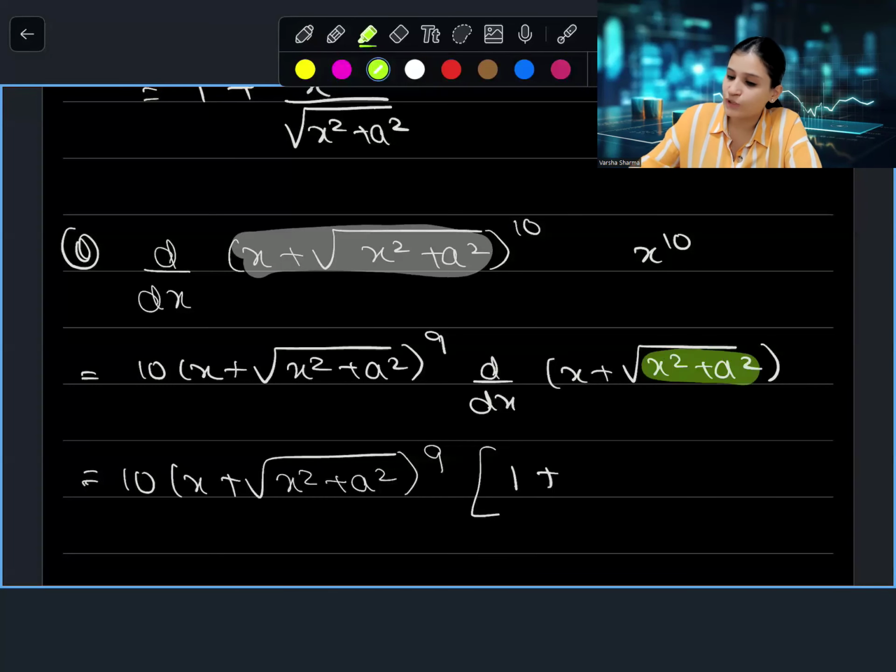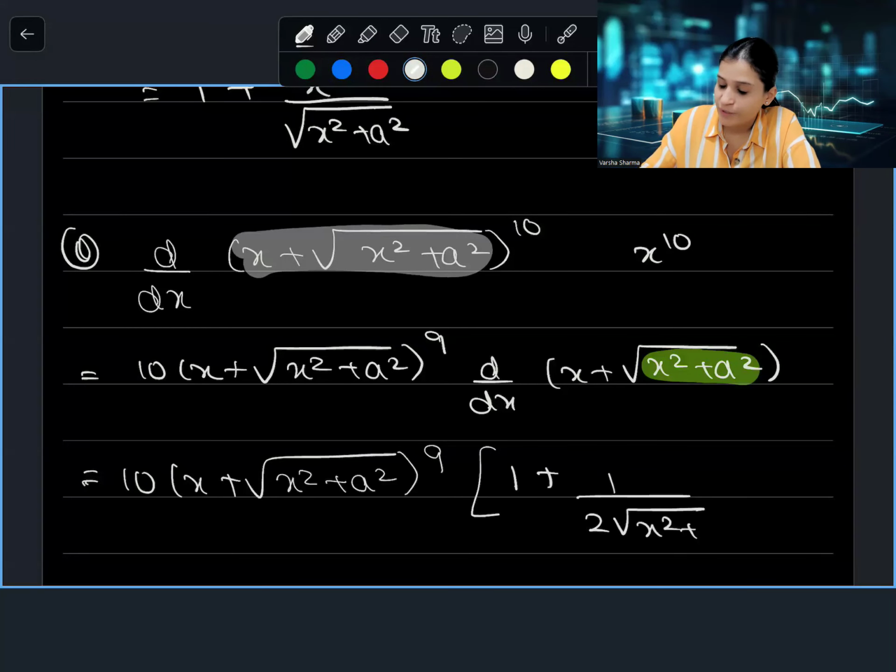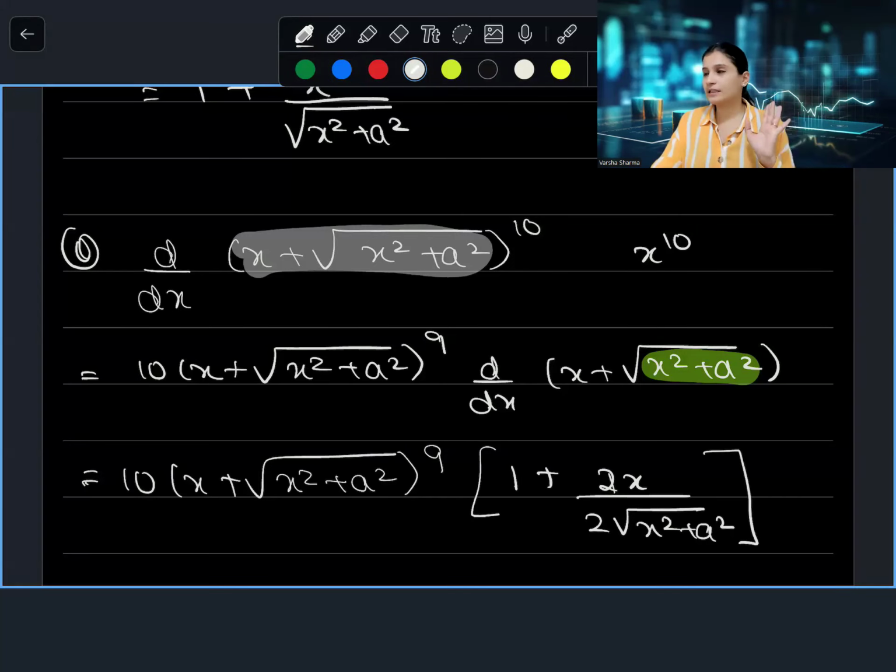Now this will be treated as root x. So 1 upon 2 root x. What is the term instead of x? X square plus a square. What is the differentiation of that? And that will only be for the second term. It has no role to play with 1. Clear? Online clear? Yes, ma'am, 2 will cancel. Till here it's okay. So 2 gets cancelled.